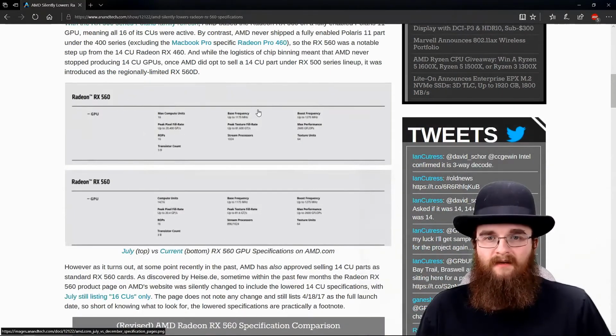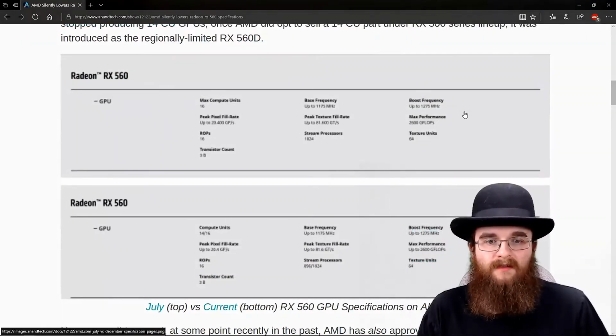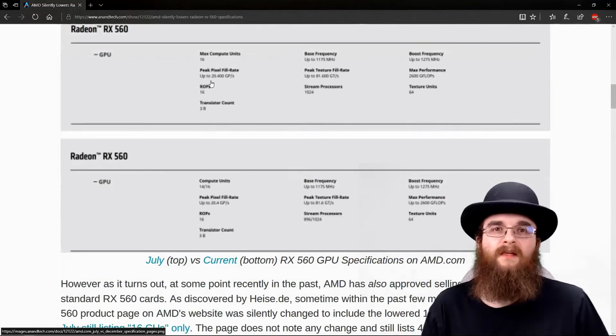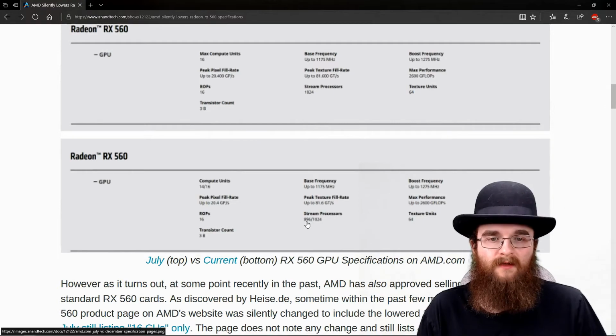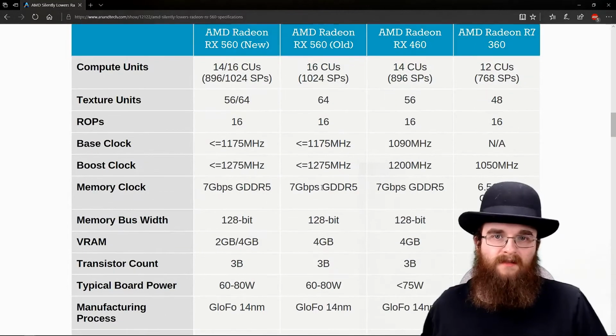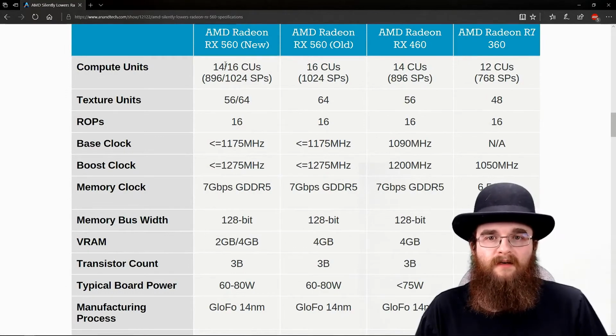So you can see here, these are the screen grabs from the website. The top one is the original one. It said stream processors 1024, compute unit 16. Now it did say max compute unit 16, so that's kind of interesting. And then you can see on the new specification, it says 14 or 16 compute units with 896 or 1024 stream processors. So basically, the new 560 variant covers the old RX 460 variant.